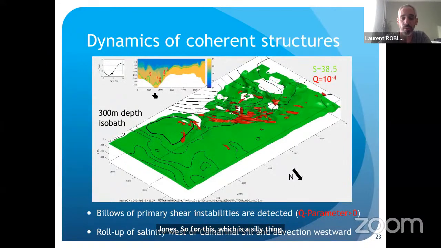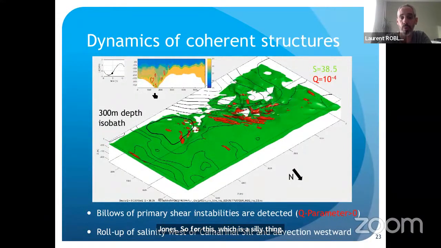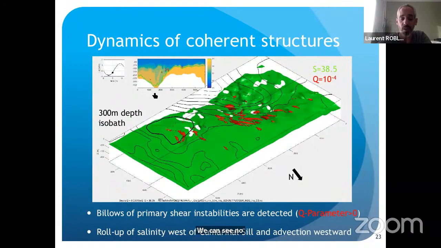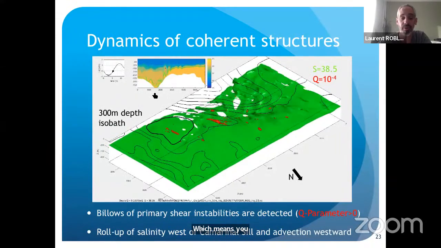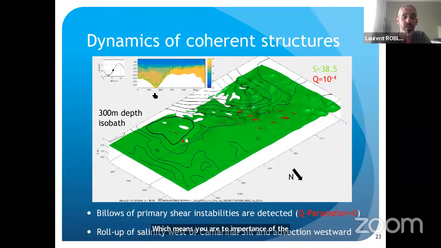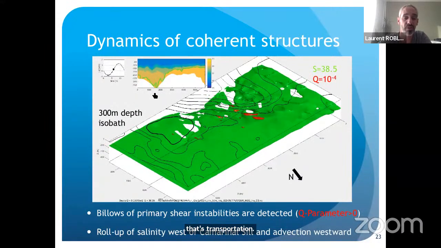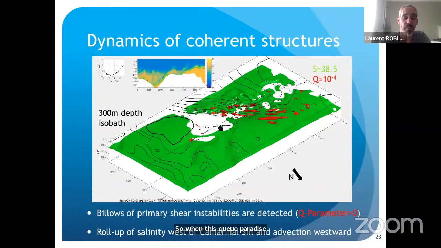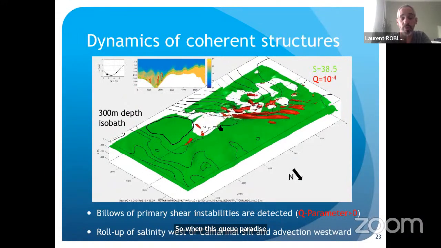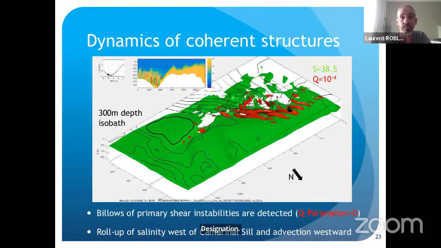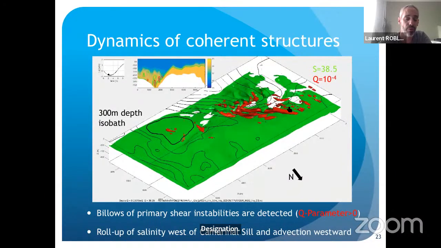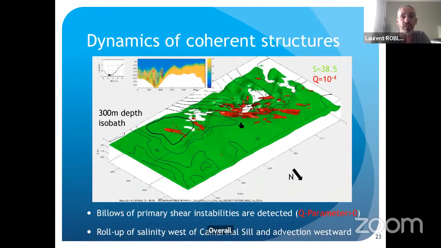It can be seen as the 3D generalization of the Okubo-Weiss parameter, which measures the relative importance of deformation versus rotation. So when this Q parameter is strictly positive, rotation is larger than shear. This animation represents the evolution of this parameter for a value of 10^-4 in red, over a surface contour of salinity in green.